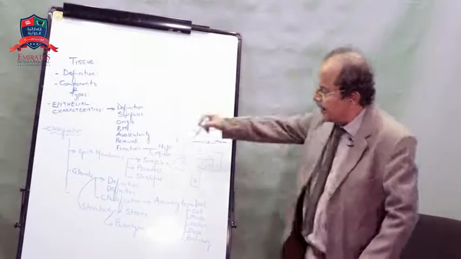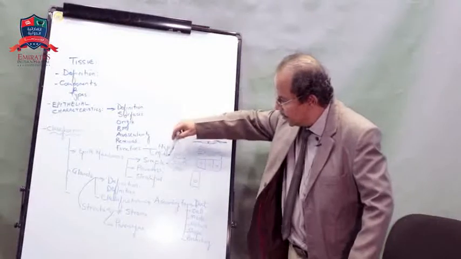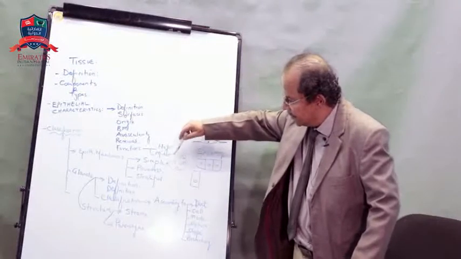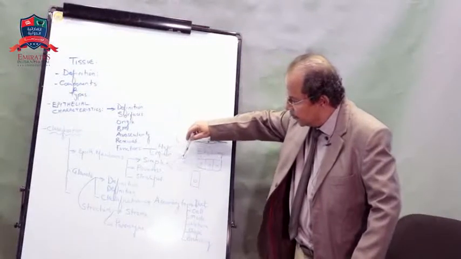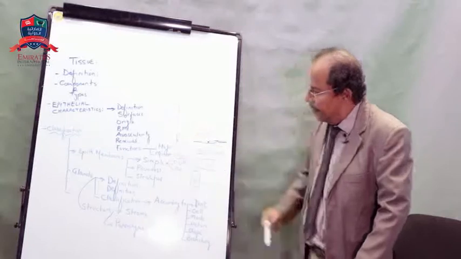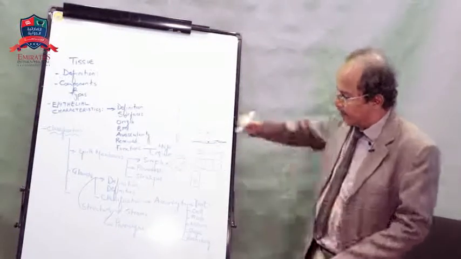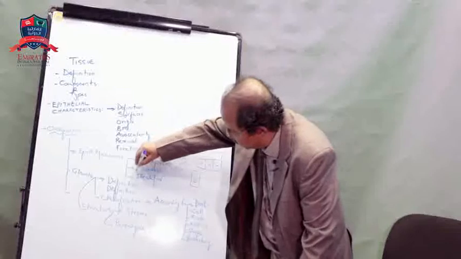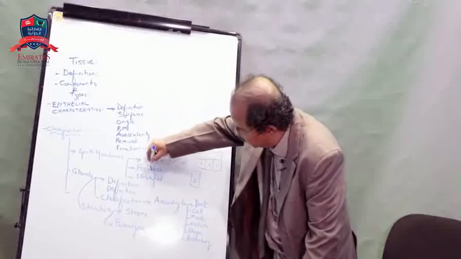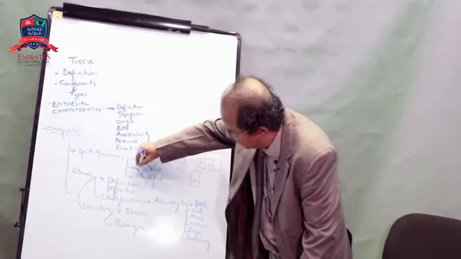These are the three types of simple epithelium: squamous, cuboidal, and columnar. And then you have the pseudo-stratified. What do you mean by pseudo? Pseudo means false.